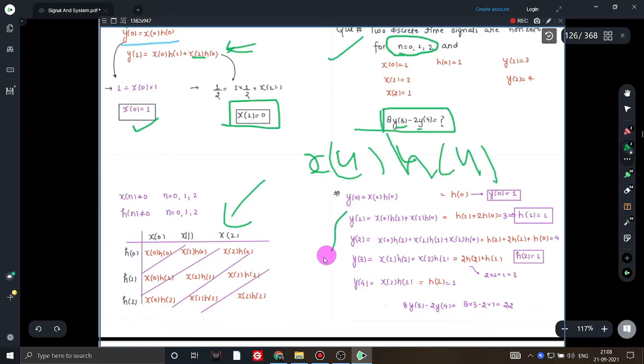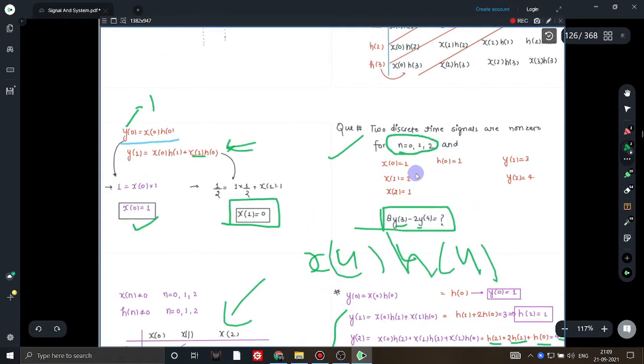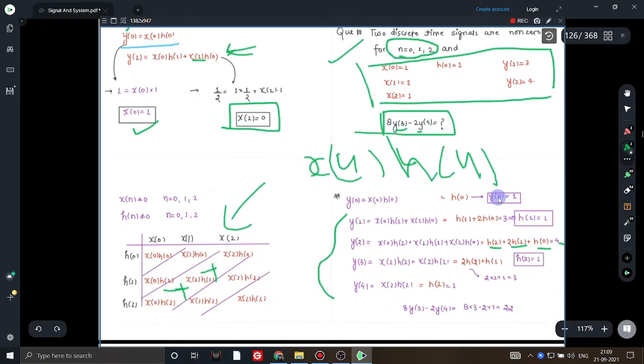But we crack the pattern and we solve it anyhow. So till here, this y2, we know that we sum all of these terms: x0 h2 plus x1 h1 plus x2 h0. Now we find the value of this: x0 is 1, this is 2h1, this is x0, which comes out to be 4. We have been given the values, we can use them and find it. It is a very simple question.